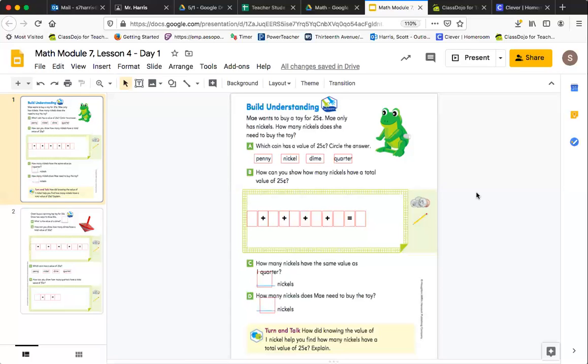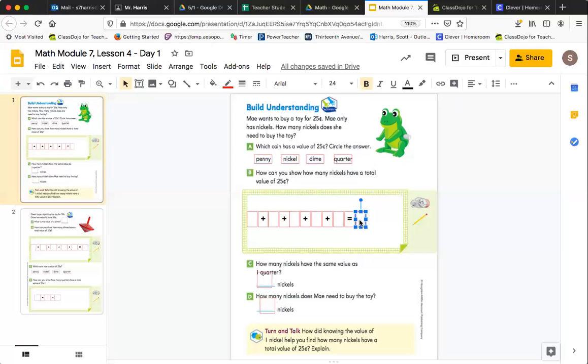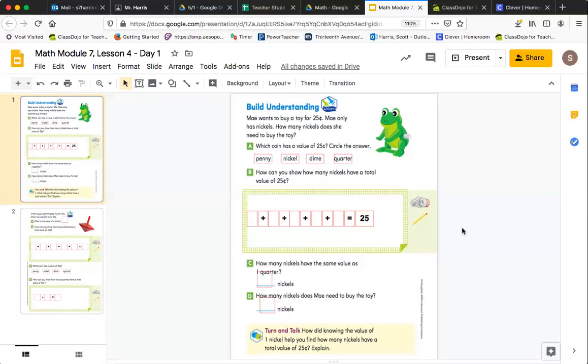And now we get right into trying to solve it. Remember, we're trying to solve May wants to buy a toy for 25 cents. She only has nickels. How can you show, letter B, how can you show how many nickels have a total value of 25 cents? So right here in this box, I set up our equation, and we know we want to equal 25 cents. Oh, let me make that a little bit bigger. So there, we have our total that we already know that we're aiming for. Let's see how we can add up to that.